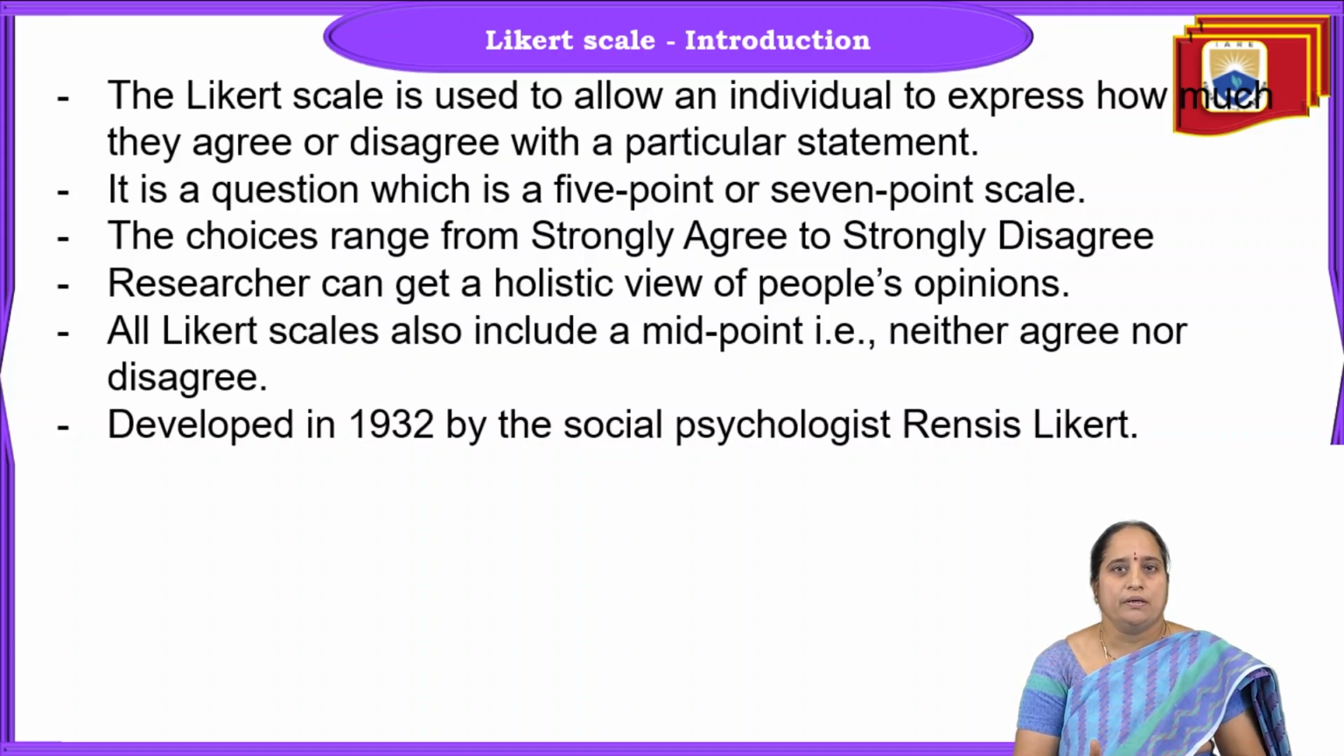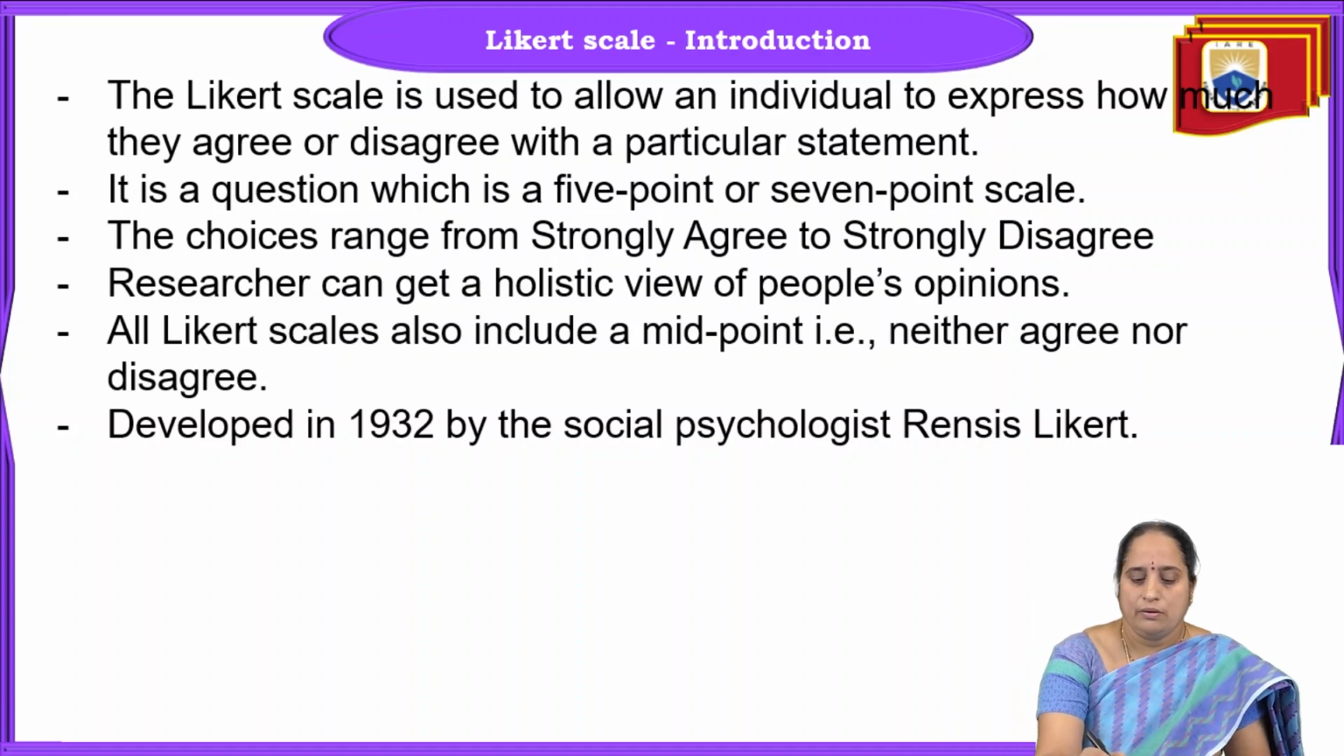So it discusses people's opinion related to a particular statement, and it is like a question. It can be expressed from agreement to disagreement. It consists of a 5-point Likert scale, and some people use a 7-point scale. The choices range from strongly agree to strongly disagree. On a 5-point Likert scale, we have 5 options or 5 choices for the respondent.